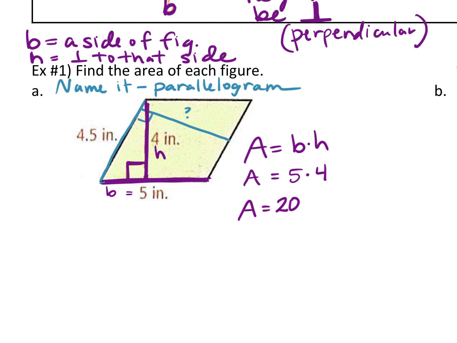Inches times inches is what? Inches squared, right? Every time you label area, your units should be squared because you're saying inches times inches. Anything times itself is that thing squared, right? So 20 square inches is the area of that parallelogram.